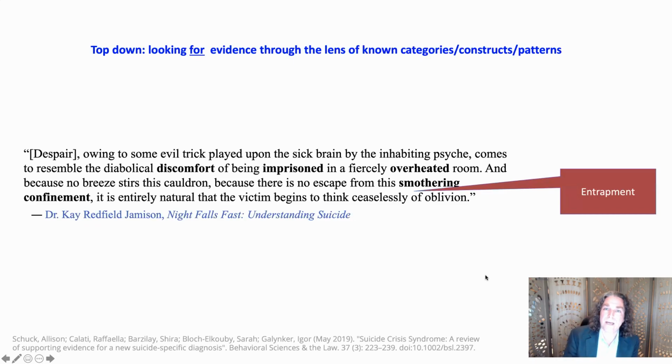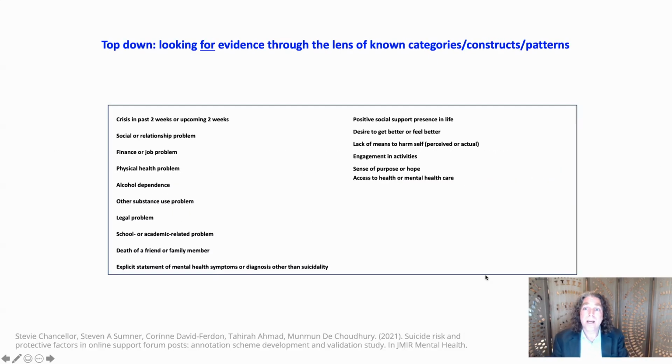So one way of looking at this is the traditional, classic top-down way. You have categories or constructs or patterns. So within suicide crisis syndrome, for example, Igor Galenker has identified a sense of entrapment or frantic hopelessness as a really important factor in this. And so one could go looking for those things in the language. Similarly, there's some really nice work by Stevie Chancellor and colleagues where they used categories both for risk and protective factors based in the literature to try to go and annotate or look for those things in social media.